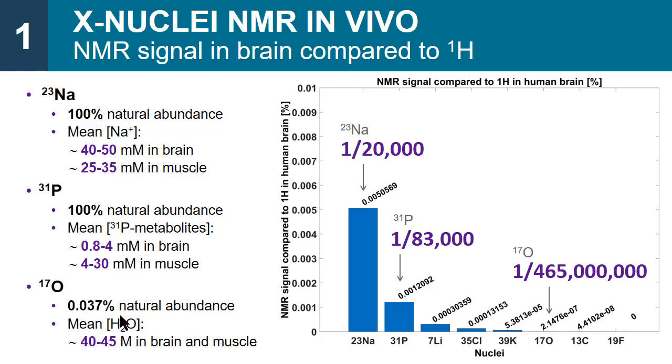And oxygen 17 is 0.037% natural abundance, very low, but it's present in water, so you have a very high concentration. But still, the signal is going to be about 400 million times smaller than a proton. So you're going to have to compensate for this with your detection.